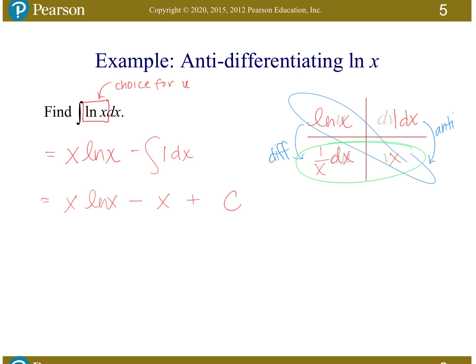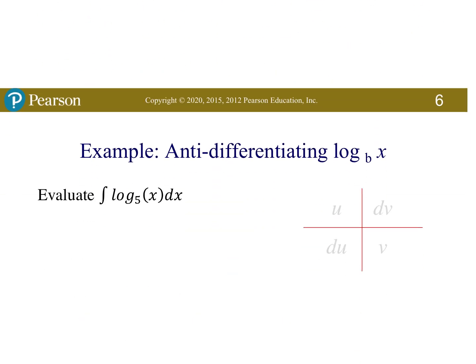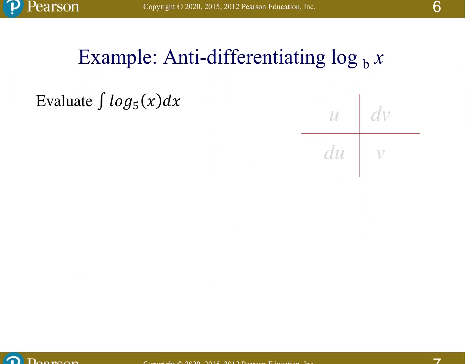Okay? Am I going too fast? Tell me to slow down. All right, here's another one. There is no basic antiderivative for log base 5. So we're going to choose log base 5 of x to be our u, which leaves 1 dx, the understood coefficient of 1. Then I'll take my derivative, which is going to be 1 over x ln 5 times dx.